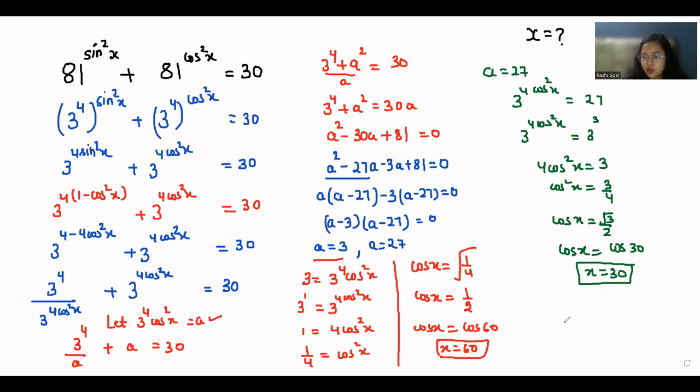So we have two values of x. x is equal to 60 and x is equal to 30.